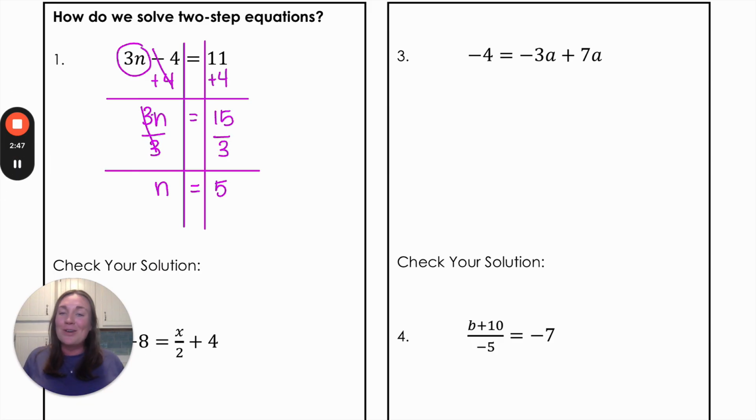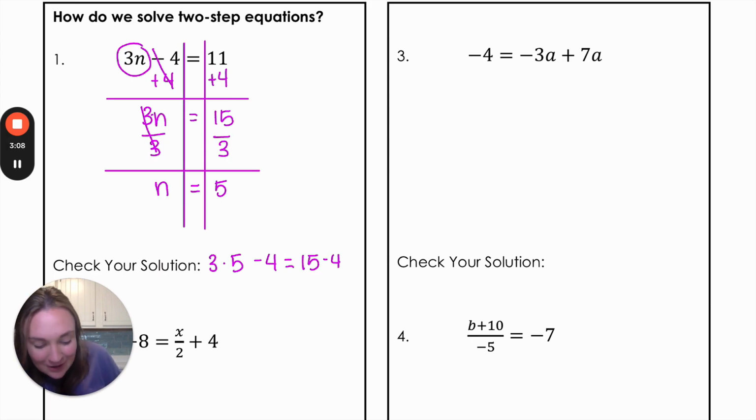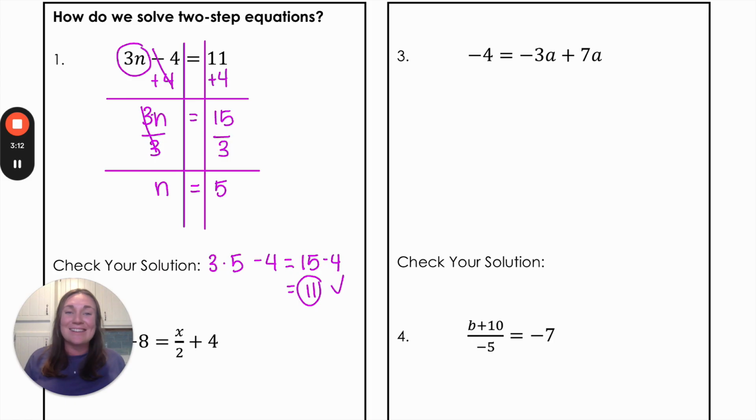All right, we always want to go back and check our solution. So remember that a solution is a number we can plug in for that variable, and it's going to make the equation true. So let's practice that together. So I have 3 times, instead of n, I'm going to put 5, minus 4, and hopefully I get 11. So 3 times 5 gives me 15. 15 minus 4 is indeed 11. So my answer checks out.